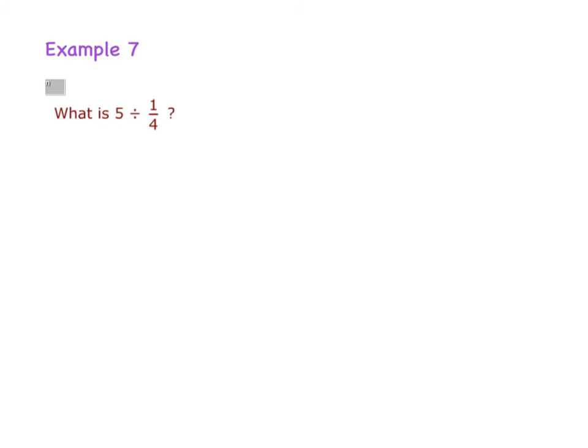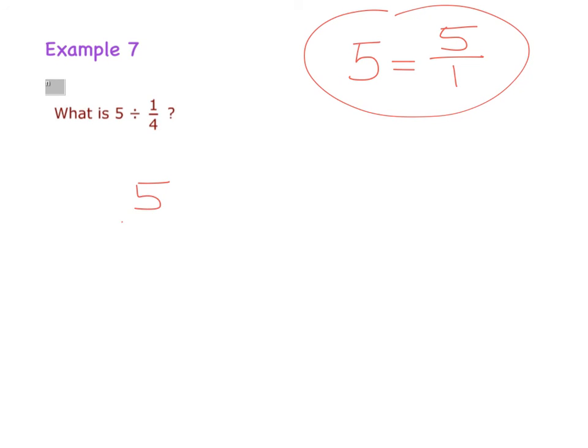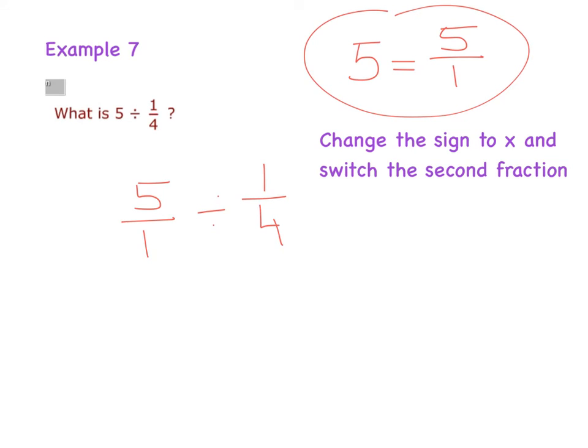So how can I write 5 as a fraction? Well, hopefully we remember that to write 5 as a fraction, I can write it as 5/1. So I'm now going to replace that as 5/1 divided by 1/4. And if I think back to what my steps were for division, the tips were change the sign to multiplication and switch the second fraction. So let's do that. I've got 5/1. I'm going to now change the sign to multiplication, so it'll be multiplied by, and it says switch the second fraction. So it was 1/4, and it's now going to become 4/1.